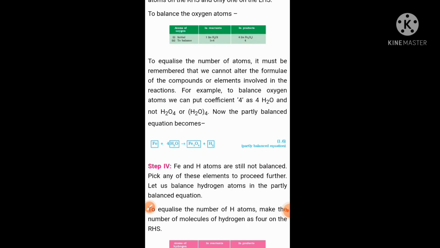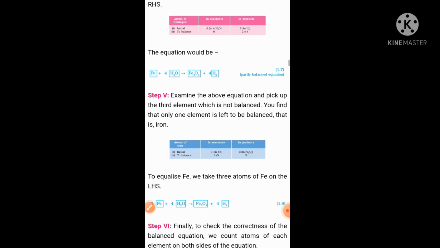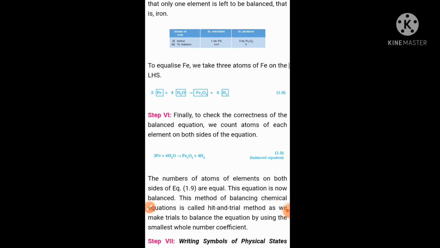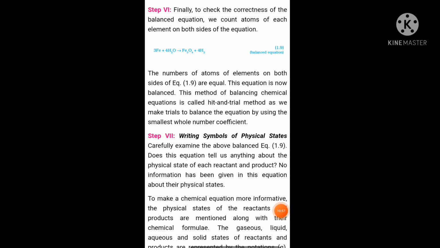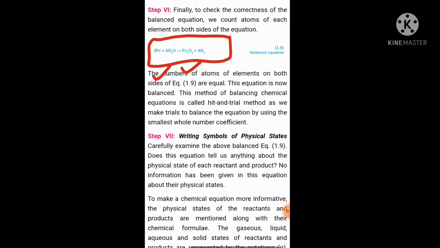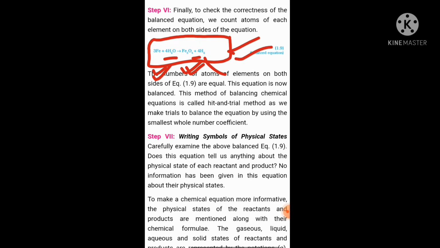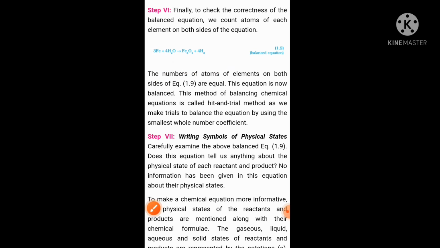See here. Again it is formed. 3 iron, 3 iron. Now on that side we put 2. Now see, that was not correct because hydrogen was not balanced there. Here iron 3, this side also iron 3. 4 times 2 is 8, 8 hydrogen. This side also 4 times 2 is 8. Now oxygen 4, here also 4. Now it is a balanced chemical equation. Okay.